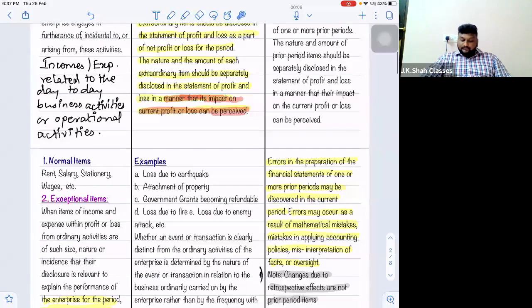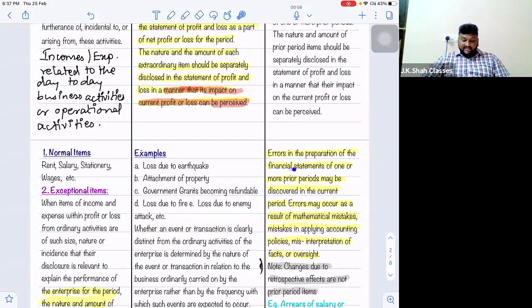Further, errors in the preparation of the financial statements of one or more prior periods may be discovered in the current year. Errors may occur as a result of mathematical mistakes, mistakes in applying accounting policies, or misinterpretation of facts or oversight. So it can be an error of principle, error of omission, compensating error, clerical error or arithmetical error, any kind of error. Errors or omissions took place in the previous financial years, but now they arise for rectification.